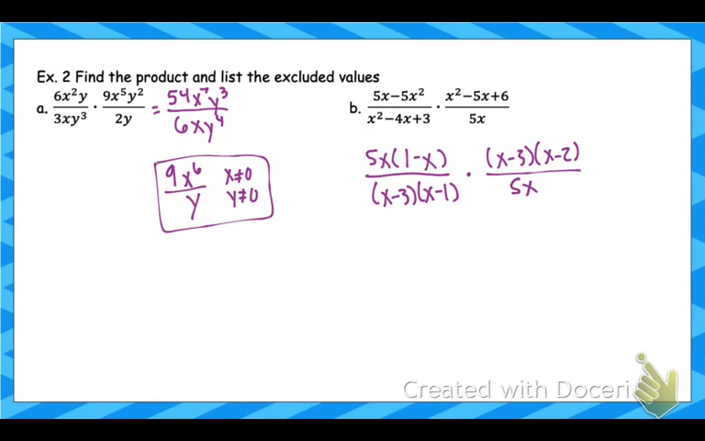So now this is when the cross canceling is really helpful. Anything on top and bottom that cancels out, whether it's diagonal or straight up top and bottom, then we can cancel it out. So for example, 5x and 5x, those are going to cancel out. x minus 3 and x minus 3, those are going to cancel out. So now let's look and see what we have left. That is a 1 minus x.